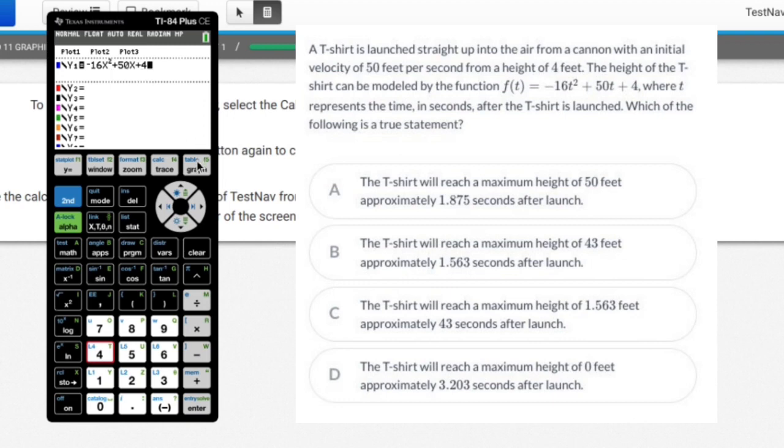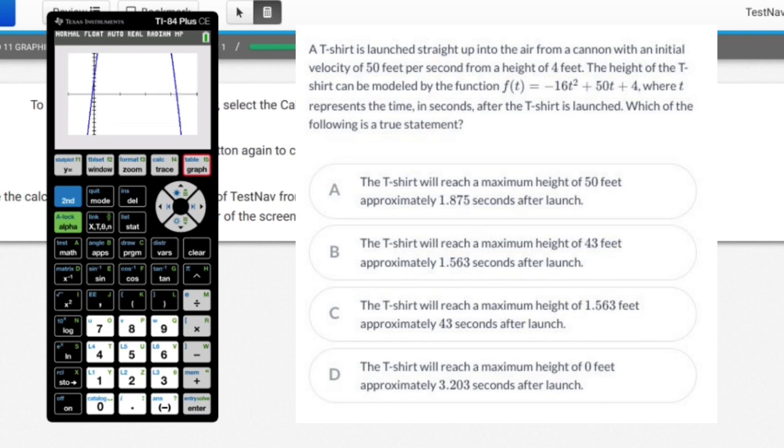When I hit graph, I'm not going to get a whole lot. So I need to figure out where some of my major numbers are. Looks like we start at 0-ish, and after 1, 2, 3-ish, we hit the ground again. So the T-shirt comes up and goes back down after about 3 or so seconds. I'm going to create a window that gets me better x values. So I'll do -1, because I can't just completely let go of the past, and I'll go to 4, and hit graph, and at least I have a good indication as to where I begin and where I end.